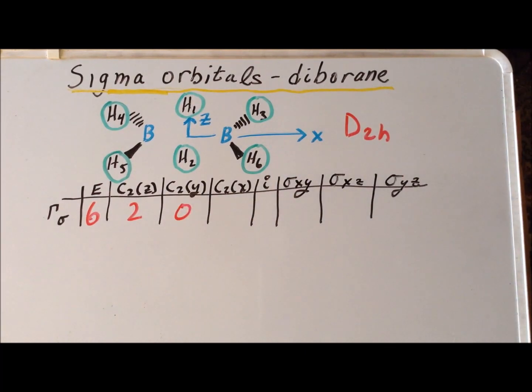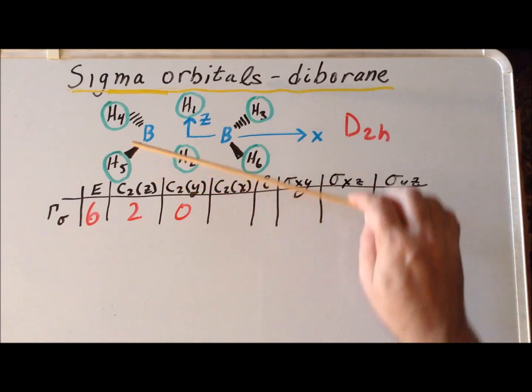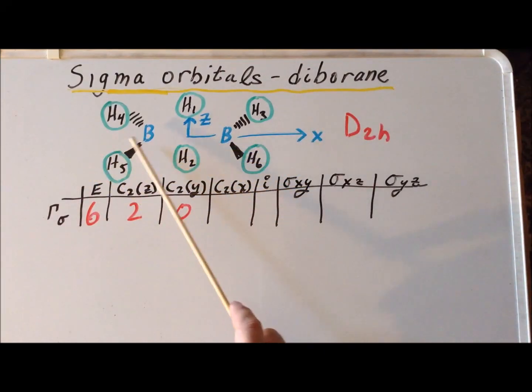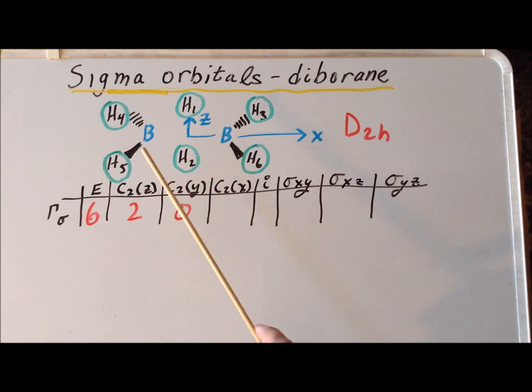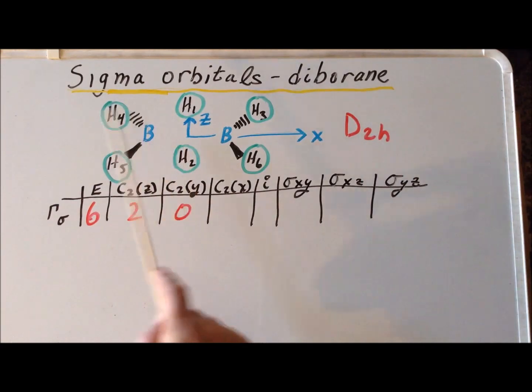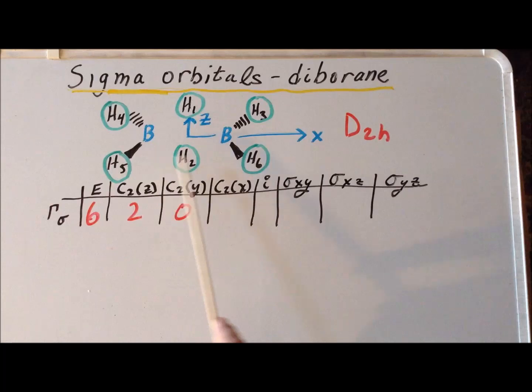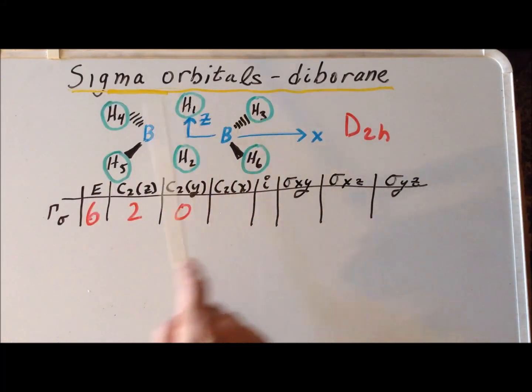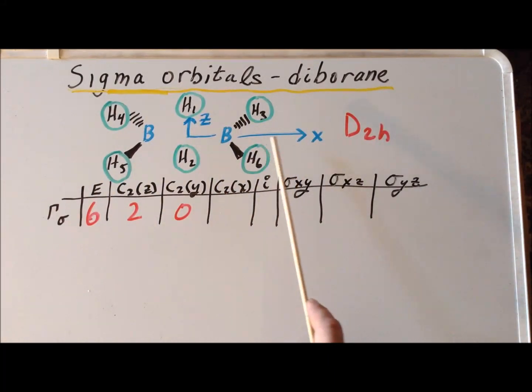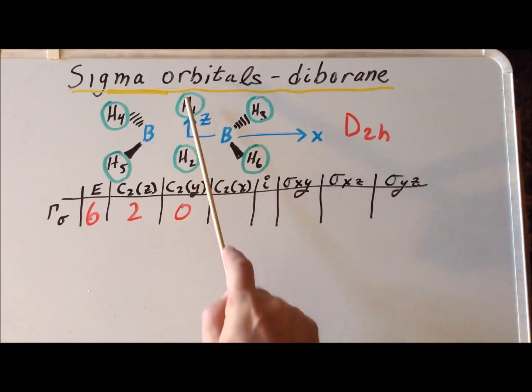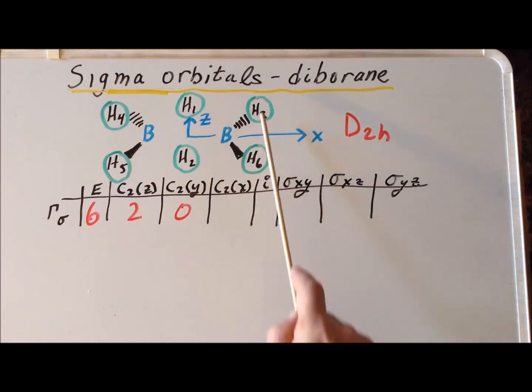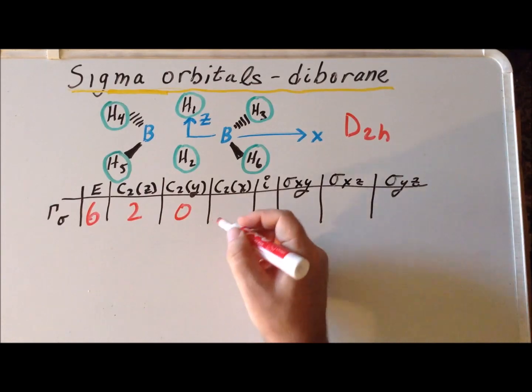We use similar reasoning for rotation around the x-axis, the axis that goes through the two borons. The two boron atoms are along the x-axis, so they are not affected by this C2 operation. But in our table, we're not counting anything with respect to the boron. We're just counting with respect to the hydrogen atoms. When we rotate around the x-axis, H1 would move to H2, H6 would move to H3, H5 would move to H4, and so on. So all the hydrogen orbitals would move, so 0 stay still.